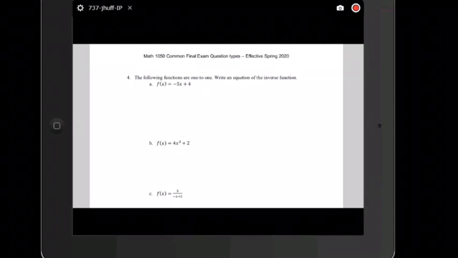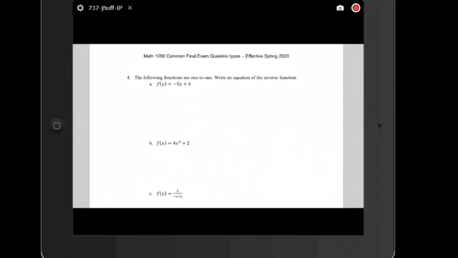All right, question 4, finding inverses. This was from the end of chapter 2, section 2.7 or 2.8, I believe, but it's finding the inverse. And the implication of it being one-to-one is that its inverse is also a function.